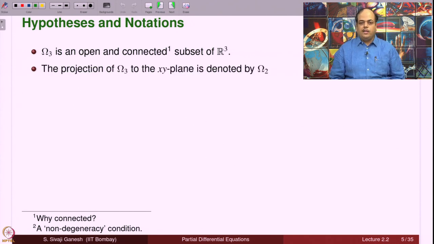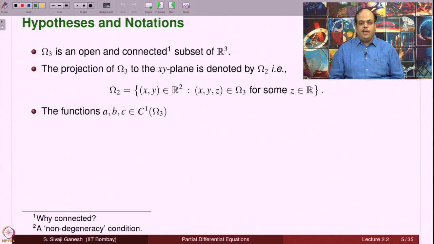Then the projection of omega 3 to the xy plane is denoted by omega 2. That is consistent, omega 2 is a subset of R2. So, how do we define that? Those ordered pairs (x, y) in R2 such that (x, y, z) belongs to omega 3 for some z in R.